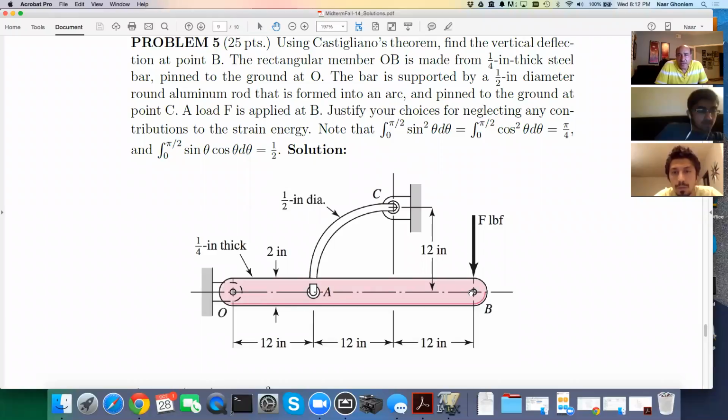So we have to do a free body diagram. I have to take this OB link and put forces here, here, and here, and then do equilibrium. And then I have to take this link here, the quarter circle link, and do a free body diagram. And then when I combine the two free body diagrams, I should get total equilibrium.